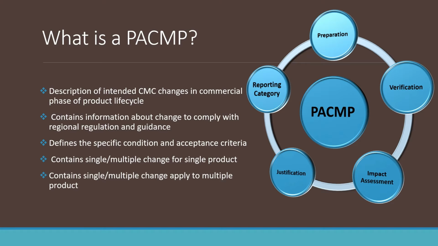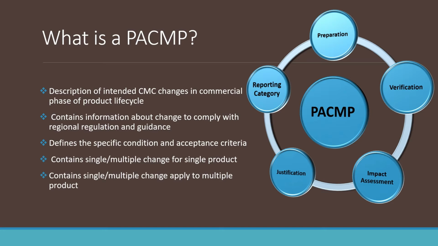The protocol requires approval by the regulatory authority, and the condition and the acceptance criteria outlined in the protocol must be met. The result should be communicated to the regulatory authority as per the agreement in order to implement the proposed change. The protocol should contain the description of intended CMC change in the commercial phase of the product life cycle. It should contain information about change to comply with the regional regulation and the guidance.